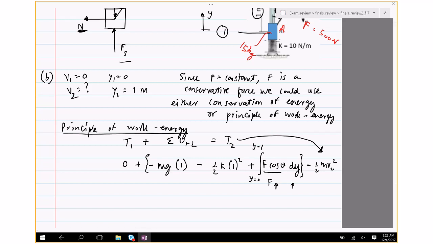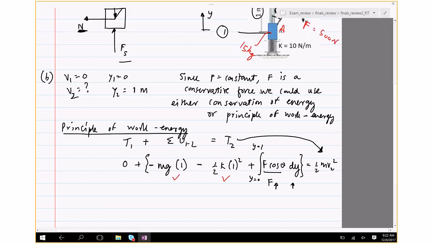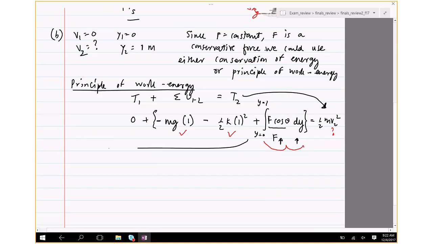Okay, so I guess these are all easy to evaluate, right? This is easy, and this is unknown. Okay, we have to evaluate this. I'm going to try to do this separately here. Okay, so F is a constant, right? That's 500. So we can pull that out. How do we integrate cosine theta times dy?